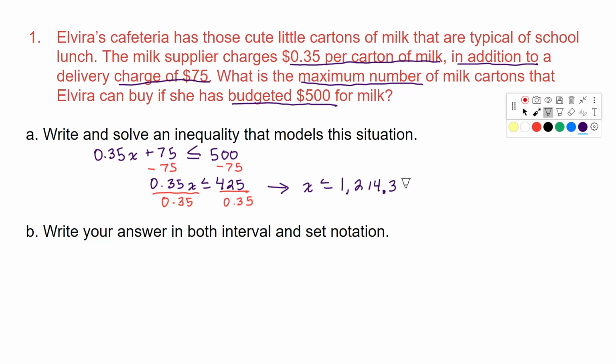Now, if you think about it, she is purchasing cartons of milk. She's not going to be able to purchase a partial carton. We can't go any higher than 1,214, so I wouldn't round this up to the next full carton. So I'm going to round it down to the last carton. So our solution is going to be a maximum of 1,214 cartons of milk.